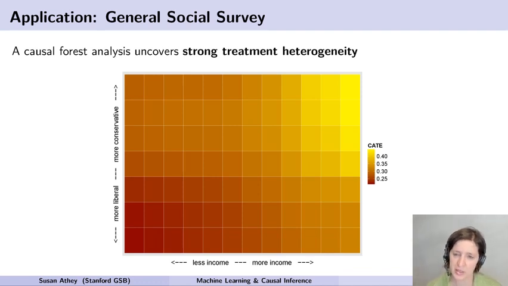And what this picture depicts is that first of all, the relationships are nonlinear, so there's sort of interactions between political views and your income. And then we also see high conditional average treatment effects for high income, more conservative people, and low conditional average treatment effects for liberal and less rich people.